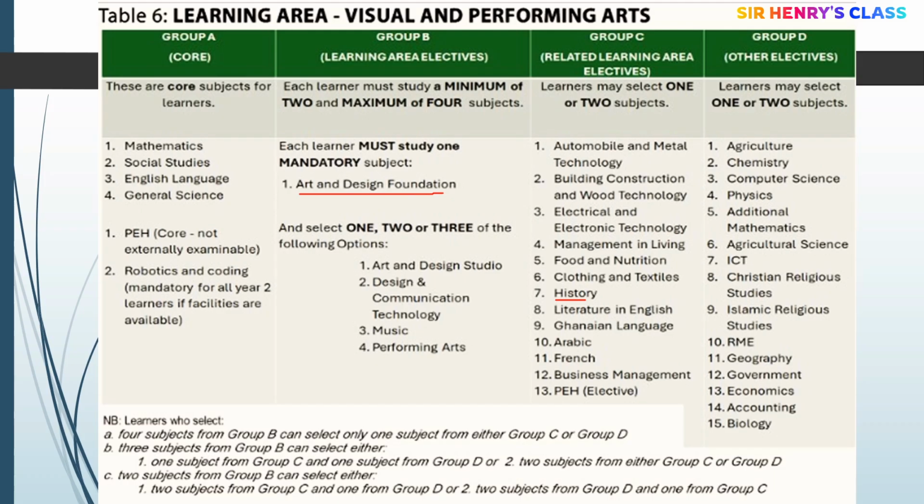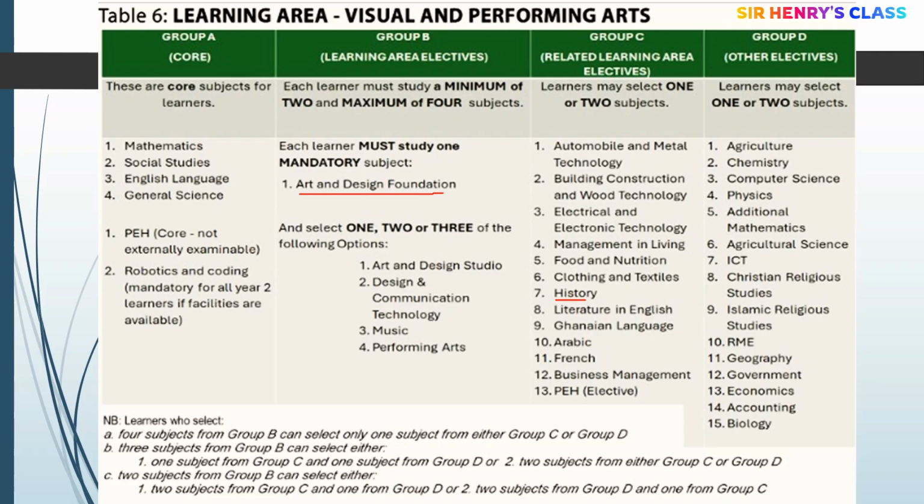Now, what if you do 3? So you do the mandatory and you do only 2 attached to the 1, making 3. Then here, you can select 1 from group C and then 1 from D. So 1 from group C, 1 from group D. Or you can do 2 subjects from either C or D. That is 2 from C, maybe food and nutrition and history, or ICT, additional maths.